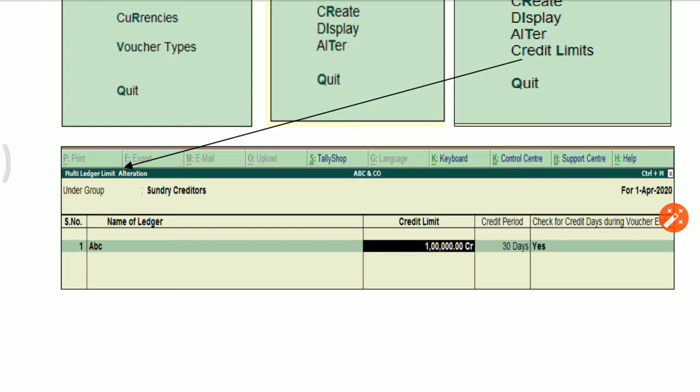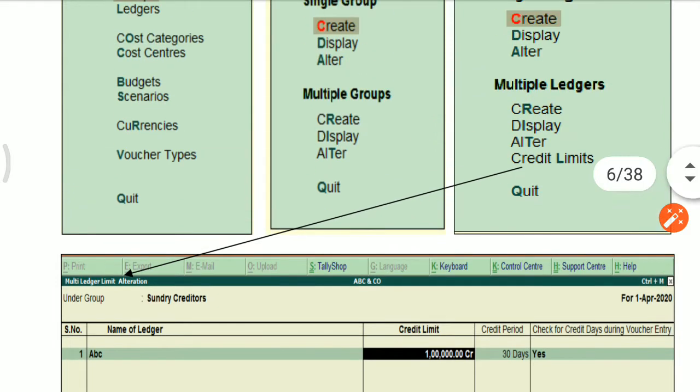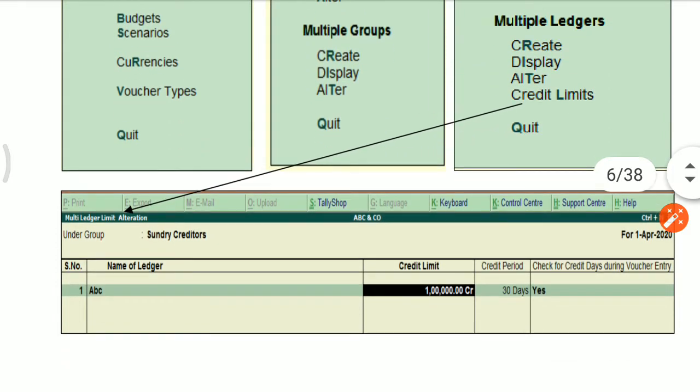This option is very good because when you take the sundry debtors outstanding reports, you will immediately understand how many credit period we have given to the debtors. Yeah, how many credit period we had taken from creditors. Okay, hope that you understand the importance of credit limits.